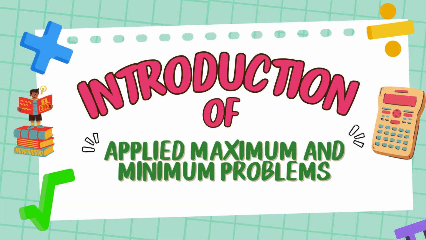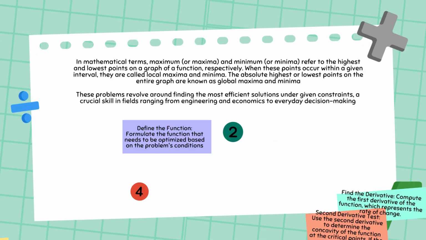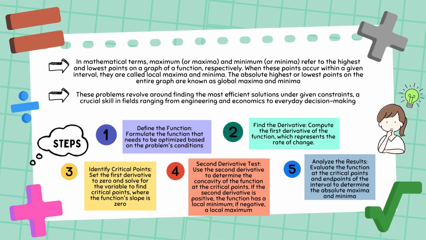So, what are applied maximum and minimum problems? In mathematical terms, maximum and minimum refer to the highest and lowest point on a graph of a function. When these points occur within a given interval, they are called local maxima and minima. The absolute highest or lowest point on the entire graph are known as global maxima and minima. There are a few steps to complete a solution.